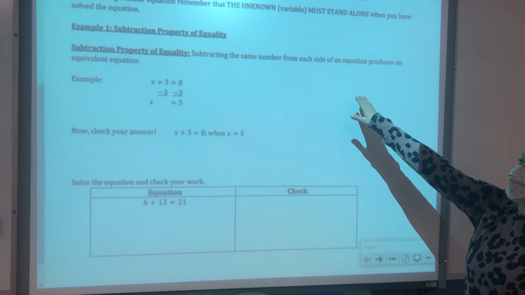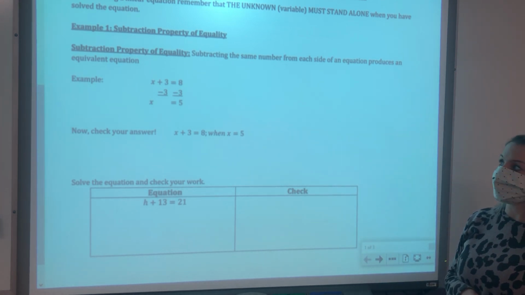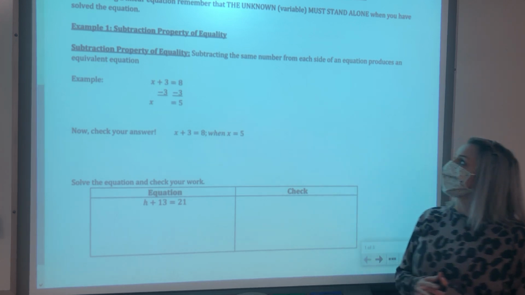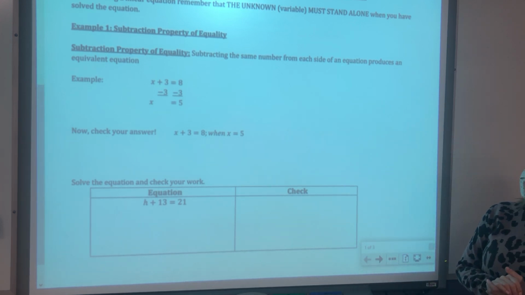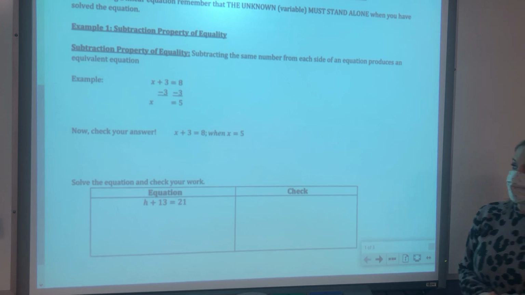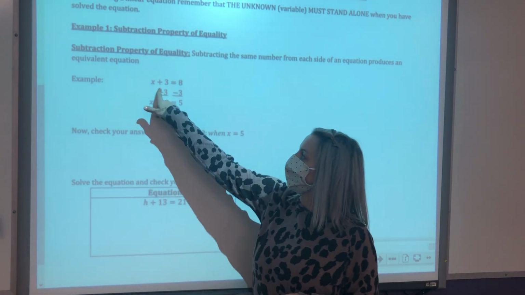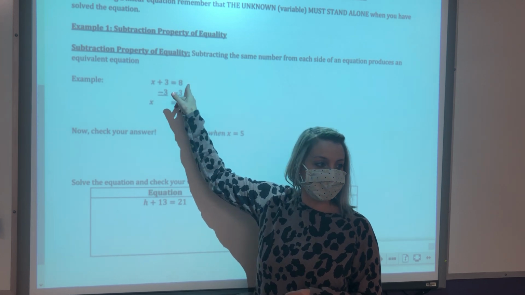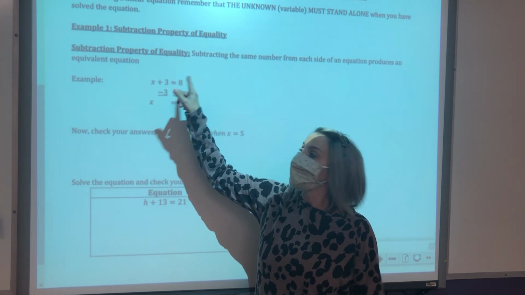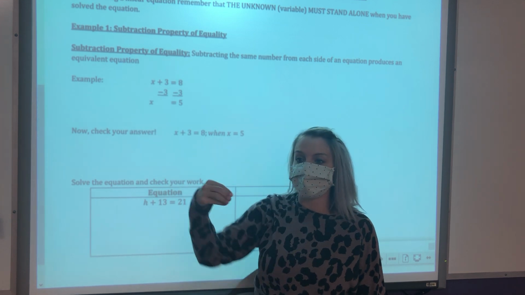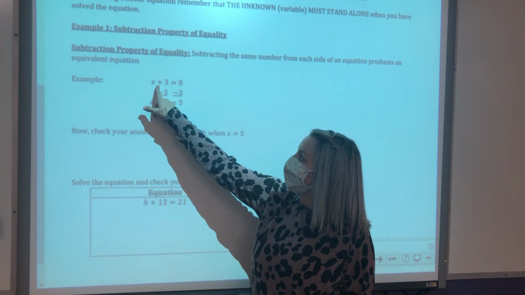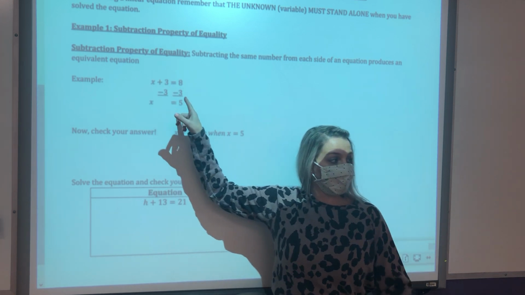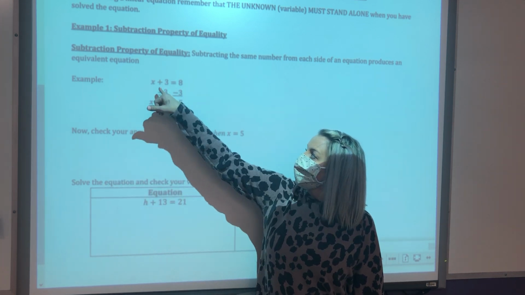We're going to use the subtraction property of equality first. The subtraction property of equality says subtracting the same number from each side of an equation produces an equivalent equation. Our first example is x plus 3 equals 8. What number plus 3 equals 8? 5. But how do I do that with solving equations? x is being added or increased by 3. So what's the opposite of adding 3? You subtract 3 from both sides, 8 minus 3.